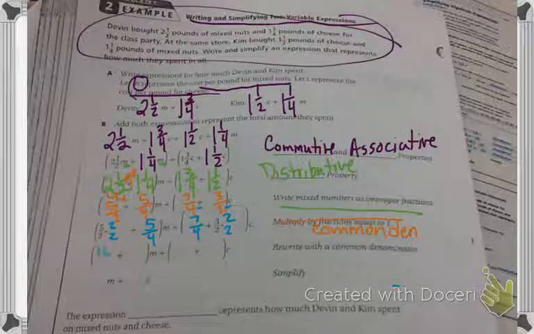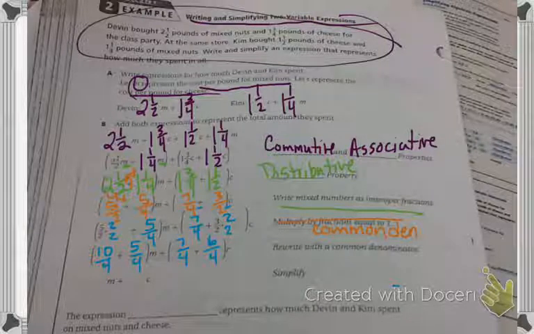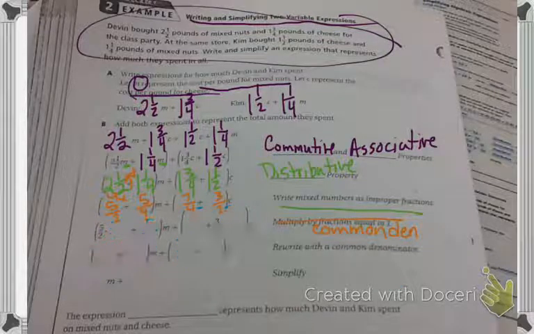So now I get 10/4 plus 5/4 and 7/4 plus 6/4. Okay, so all they want us to do is find a common denominator. So what I'm thinking of is, since I have a 2 and a 4, I can multiply this by 2. Whatever I do to the bottom, I do to the top.